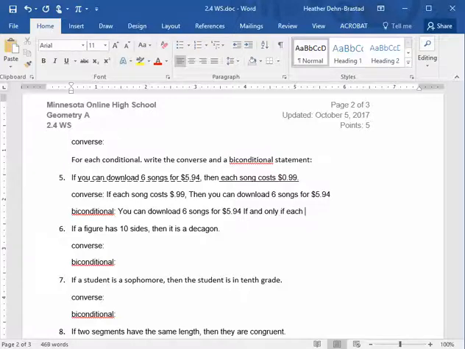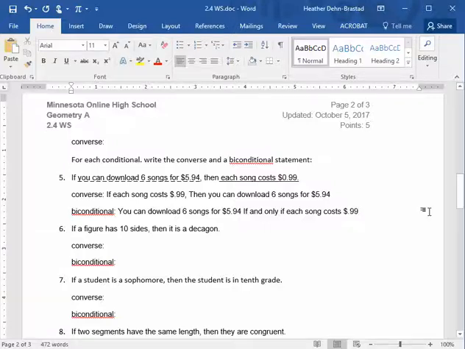each song costs 99 cents. Now, would it be wrong to have each song costs 99 cents if and only if you can download 6 songs for $5.94? It wouldn't be wrong. It just sounds kind of clunky. This just sounds better. So when you write the biconditional, do not put the word if at the beginning. Do not put then in the middle. In the middle is the if and only if.